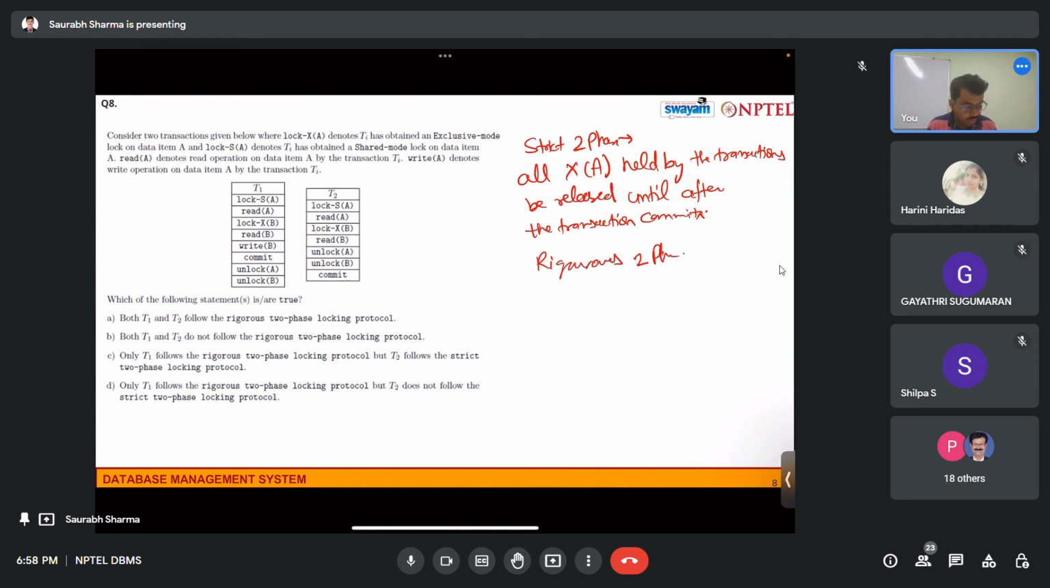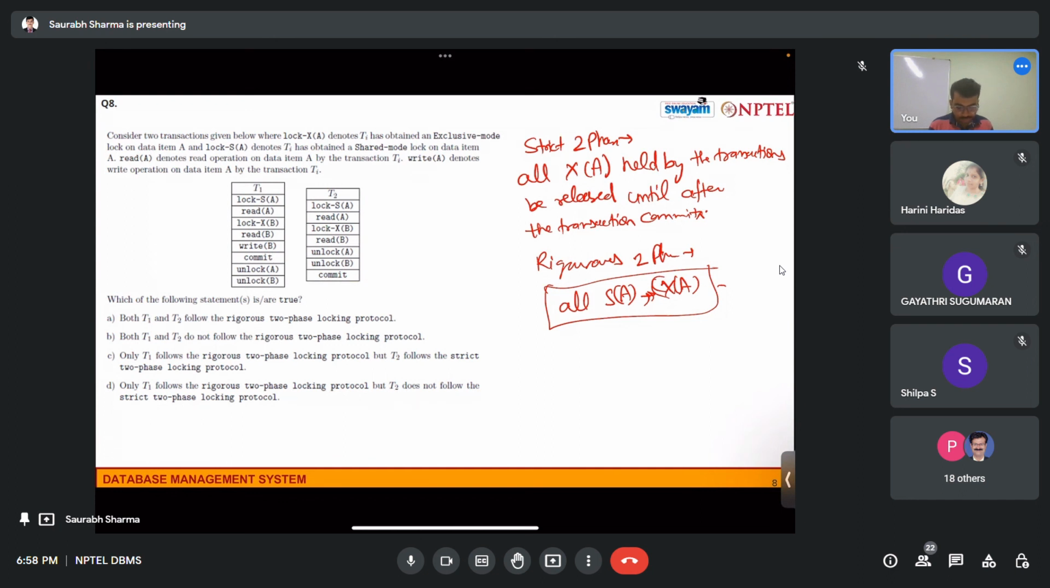two-phase lock, all things will be the same. There will be all shared locks and exclusive locks. It happens for both of these. Okay, so just see these conditions and comment on it. This is very simple now.